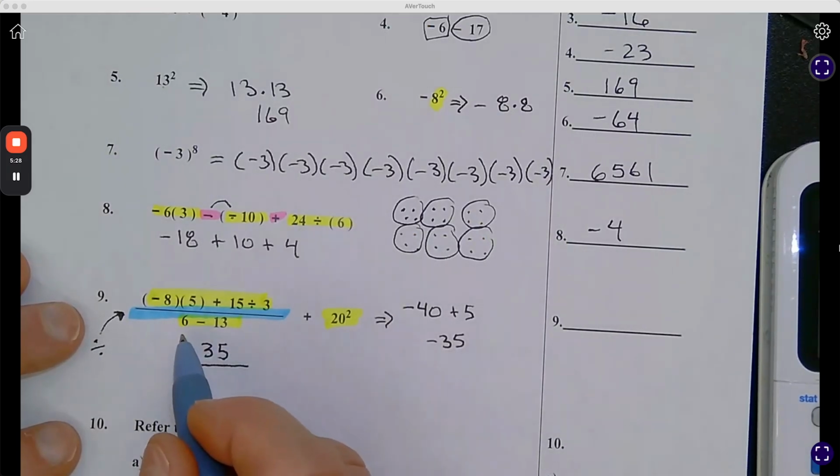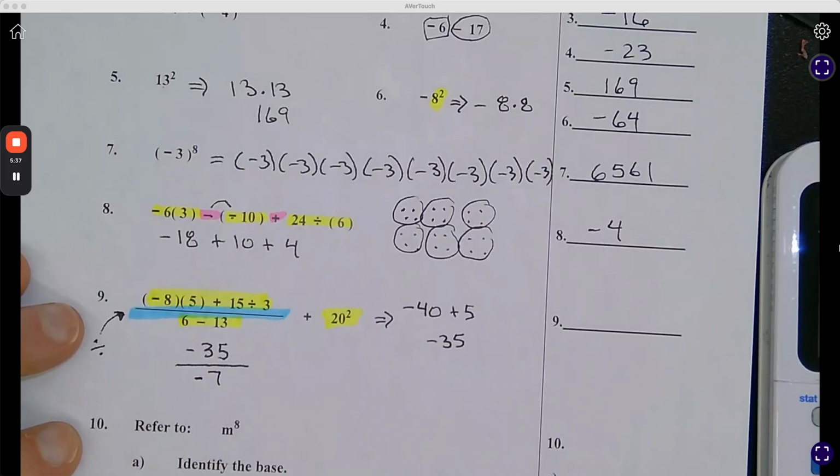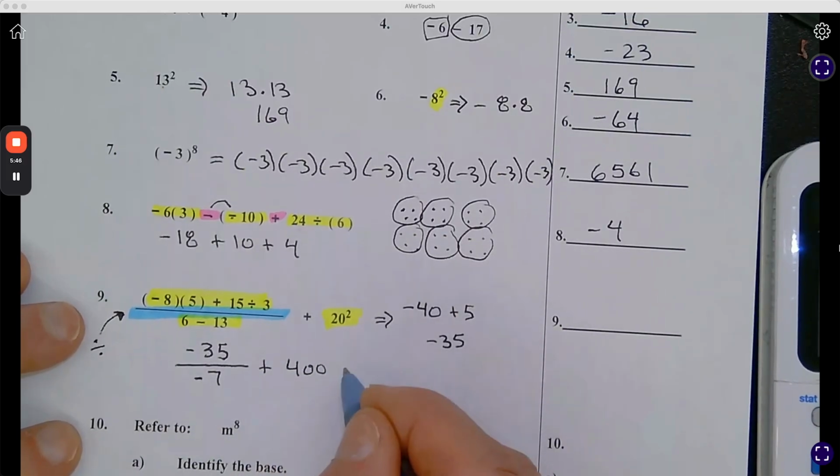So if you start at 6 and you subtract 13, you go past 0 and into the negatives. And that's negative 7. Plus 20 squared. 20 squared is 20 times 20. That's 400. Okay, we're almost done.